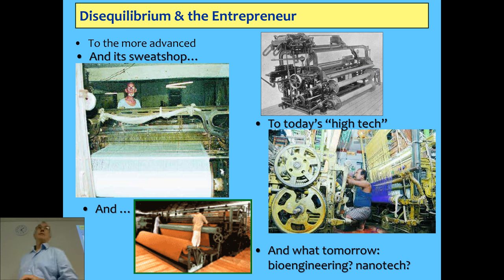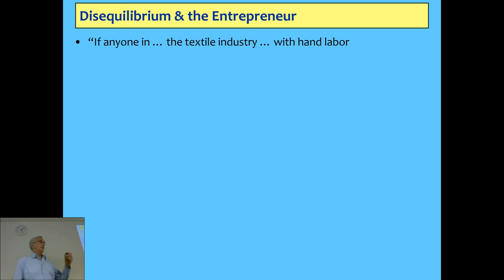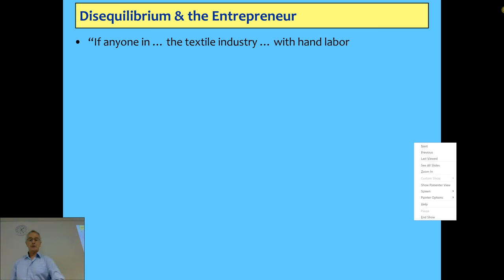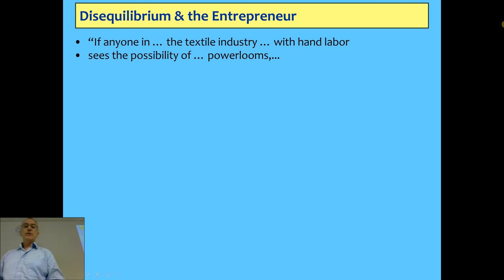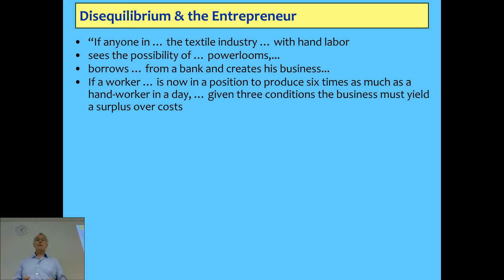So what's going to happen in the future? We'll be making clothing using biotechnology. Will nanotechnology make clothing? Those are quite serious possibilities. So what he sees as his example of how you make a profit, you're looking at the textile industry to begin with, and it's hand weaving. Has anybody seen a hand weaving machine? Yeah, okay. The manual shuttle, you've got to push the threads in and so on. So you look at that and you see that's what's currently possible. And you imagine power looms, and you borrow from a bank to get the money to make it. Now a worker might make six times as much as a hand worker can.